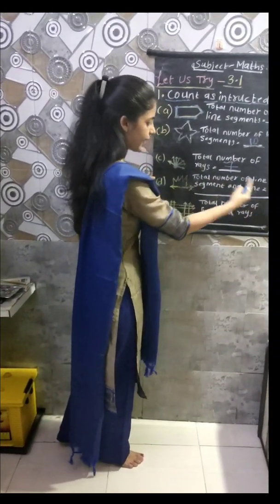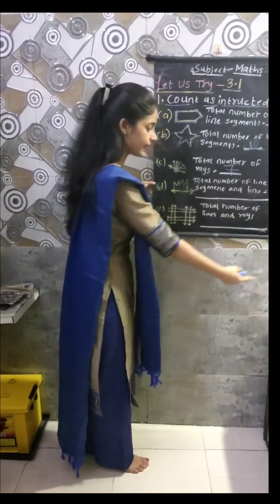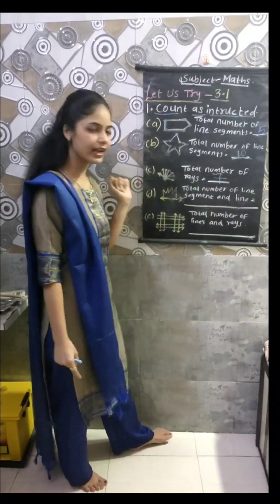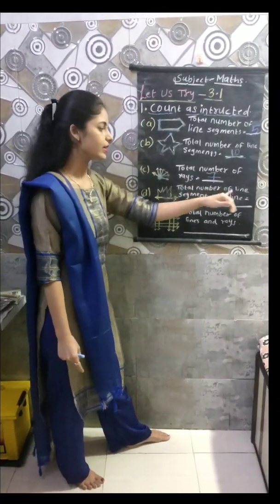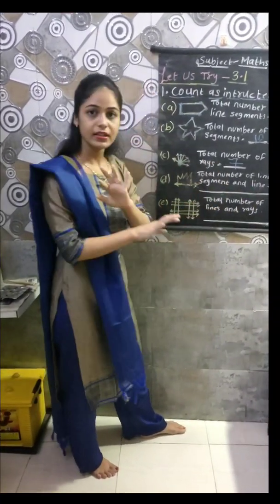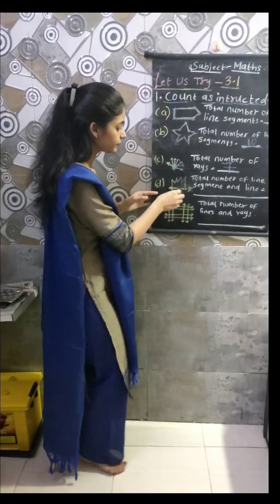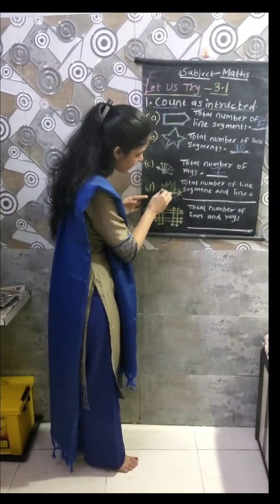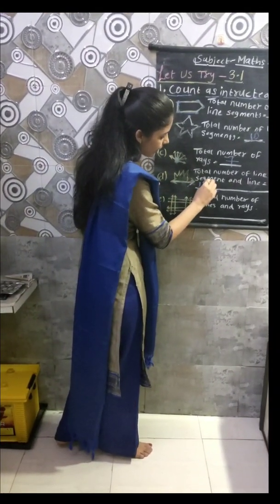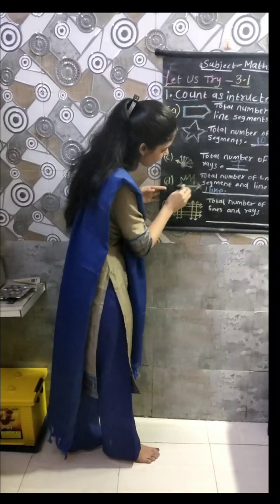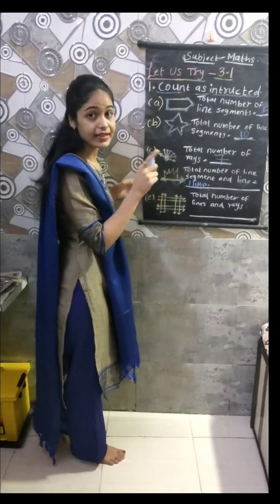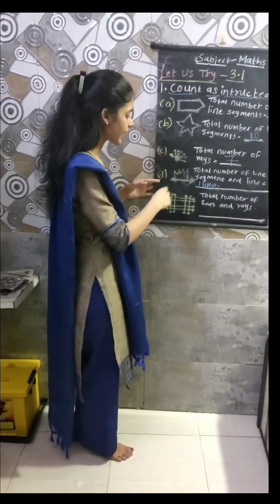Total number of lines and line segments. In this figure we have to write the total number of line segments and lines. Okay, so here a line segment has two definite points and in a line there is no end point. So here this is a line, only one line is given, so we have to write one line. Only one line is in this figure, and line segment means there are definite points, so start counting from there.